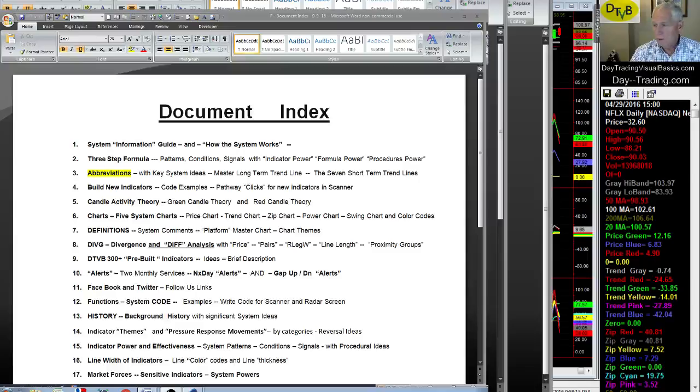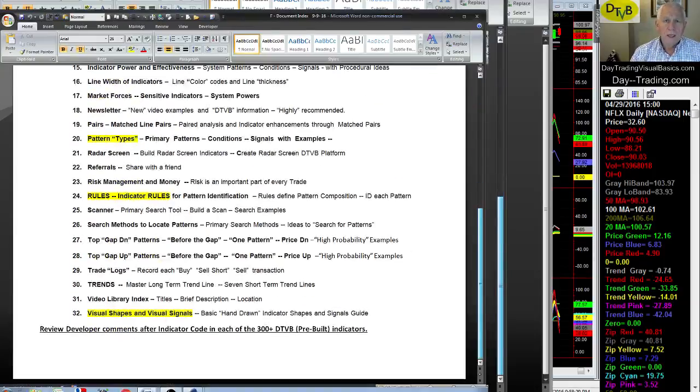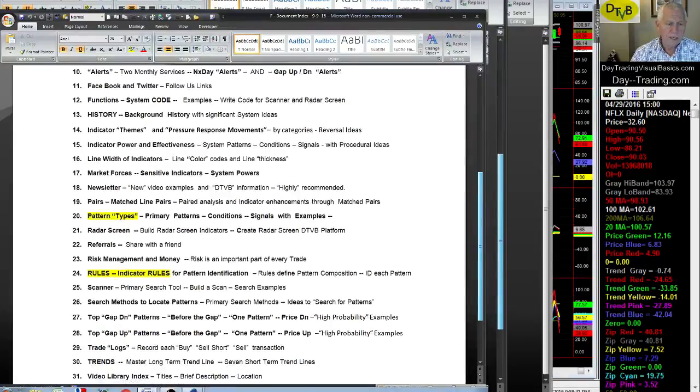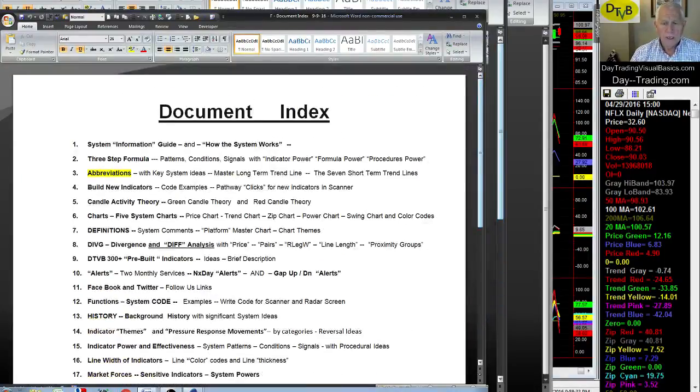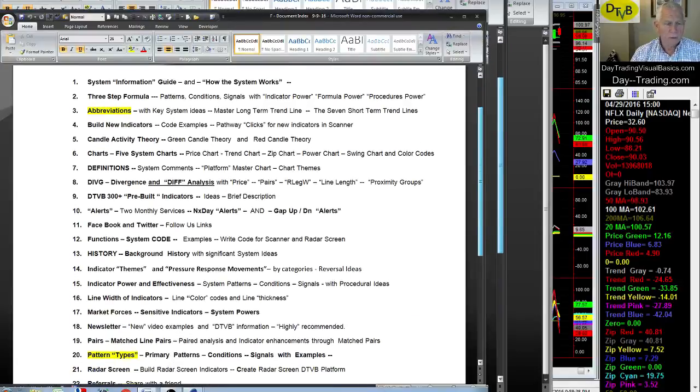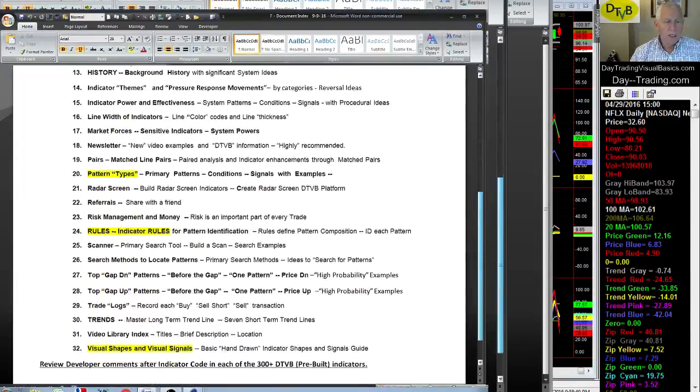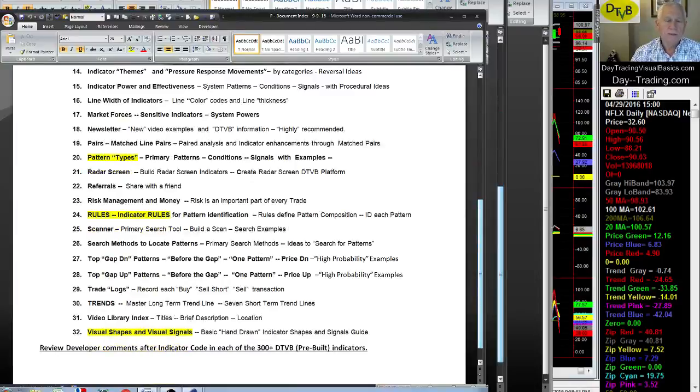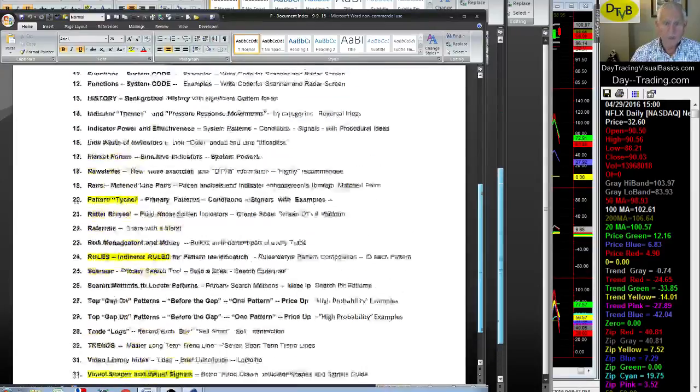I'm going to be showing you a few things before I get into the pink-green pattern. The documents index has 32 items on it, and you can click on any one of those items, and it will take you to that particular thing that we're going to be looking at. In this case, I'm going to be quickly covering abbreviations, pattern types, rules of the different indicators, and then visual shapes and visual signals.